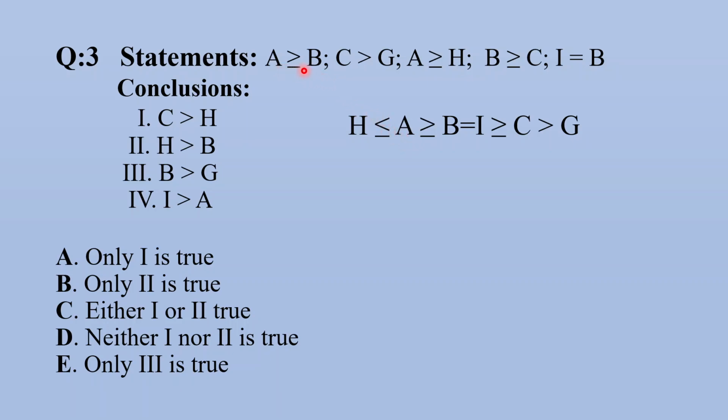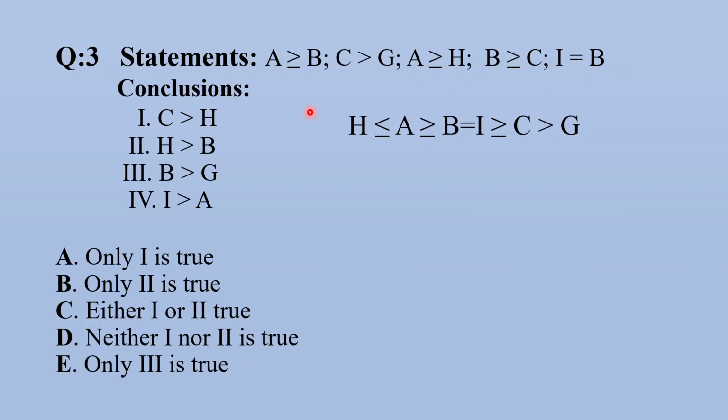See, A is greater than equal to B, so we have written it here. Then B is equals to I, so I've written here like this. Now B is greater than equal to C, so since B is equals to I, we can write it like this, that B is greater than equals to C, and now C was greater than G. So I have written here like this, and A was greater than equals to H. So I have written here like this. So this is how I have simplified my question.